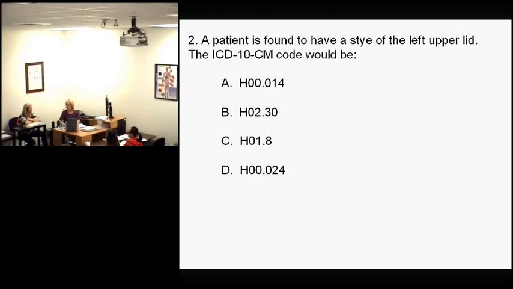Sties hurt. They are so painful. I've only had one once, and it was horrible. Oh, man.